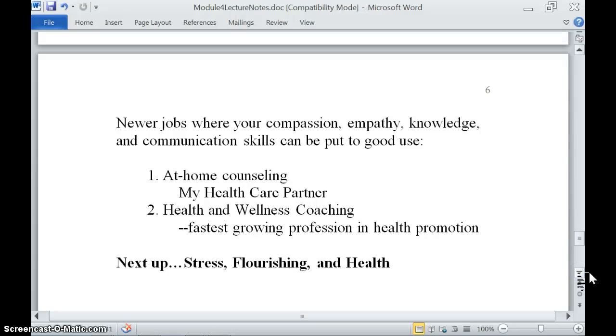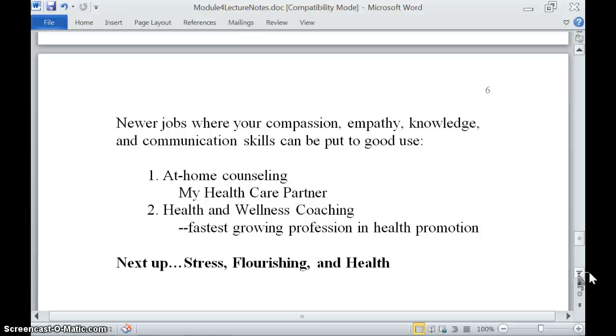And just one last thing I want to end with, a couple minutes. There are some interesting jobs out there that some people have created and some companies have created, where if you are compassionate, if you do have empathy, if you do have knowledge, you do have good communication skills, you can put those to good use.